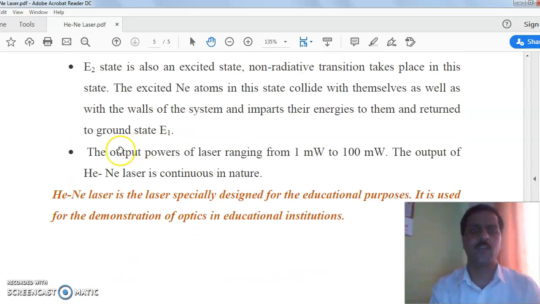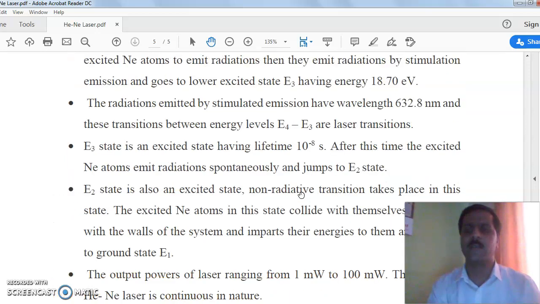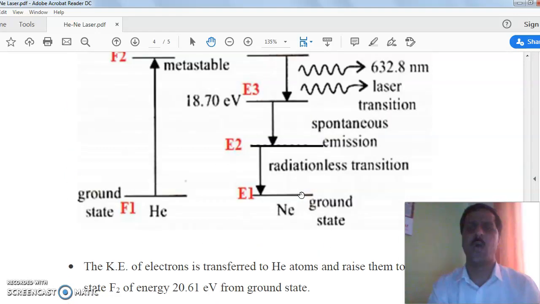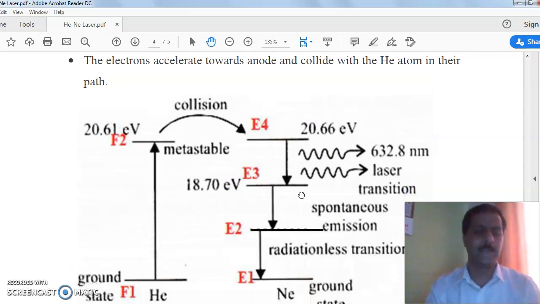Now come to the output. The output of the helium neon laser comes out in the range of 1 milliwatt to 100 milliwatt and is continuous in nature. The helium neon laser is a laser which is specially designed for educational purposes. In laboratories, we use this helium neon laser widely to study optics. So this is the helium neon laser.